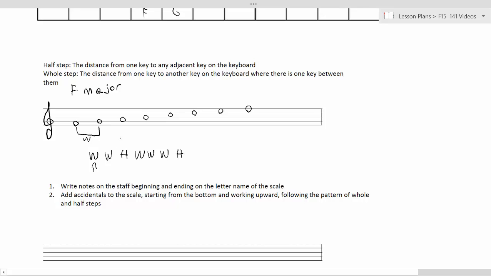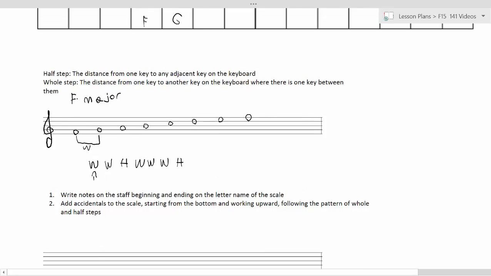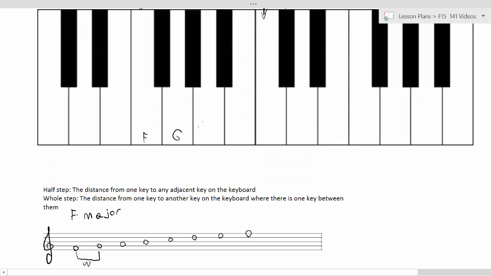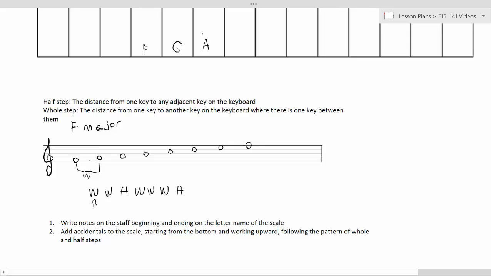Then for G to A, we also need a whole step. So I'm going to go up to the keyboard again. Here's G to A, and indeed there's one key between them, so that's also a whole step. So I'll go ahead and label that with a square bracket as well.